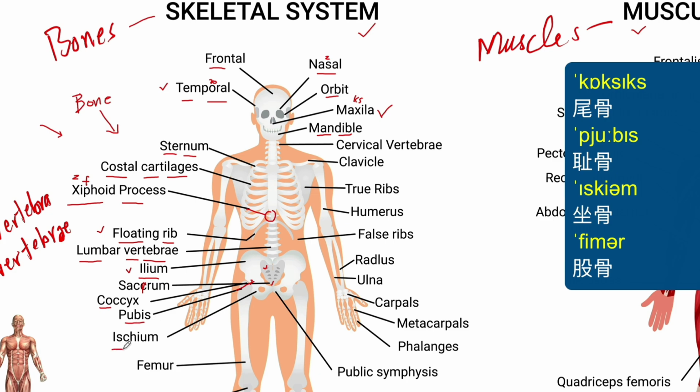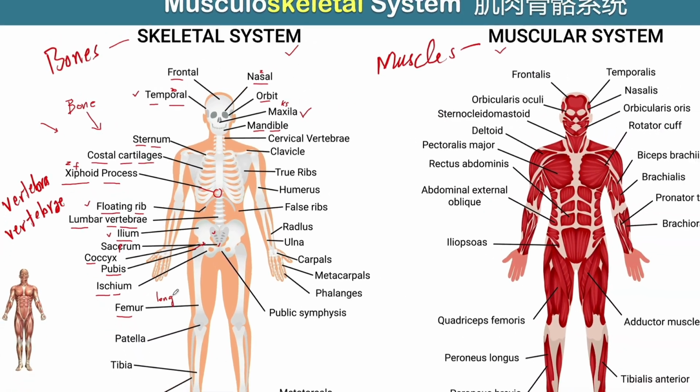And this one is ischium. Also we have femur. This is a large bone. We call it long bone. Alright? We have long bones, short bones, flat bones, and irregular bones.